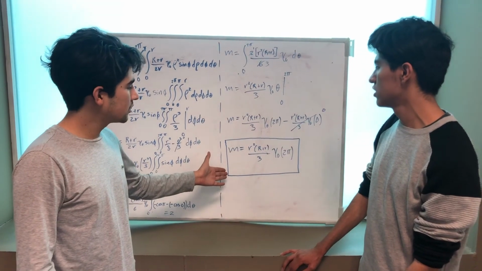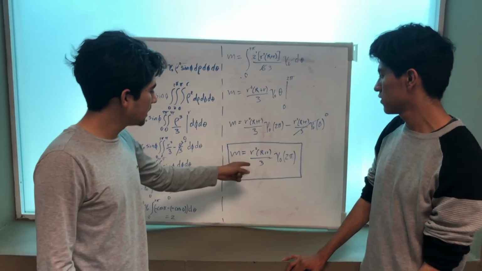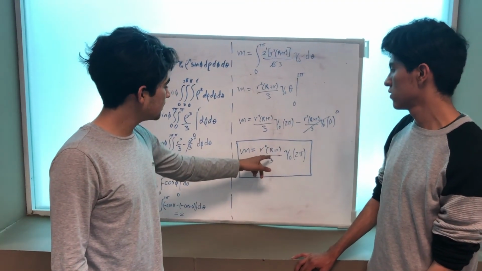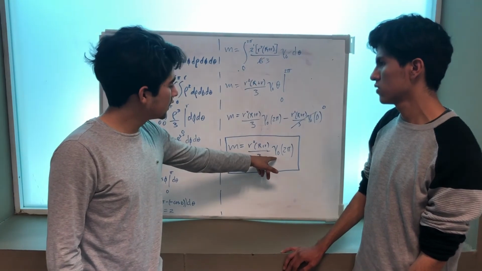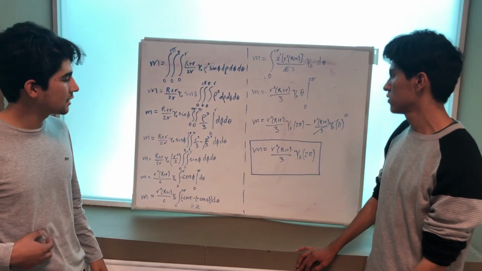This is the equation to get the mass of this planet. For this you would need the radius and the initial density, and with that you can get the mass of our planet.